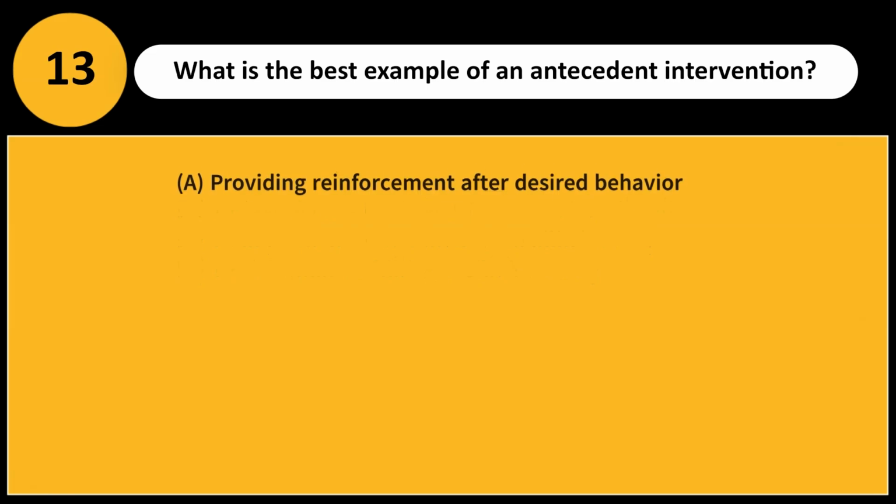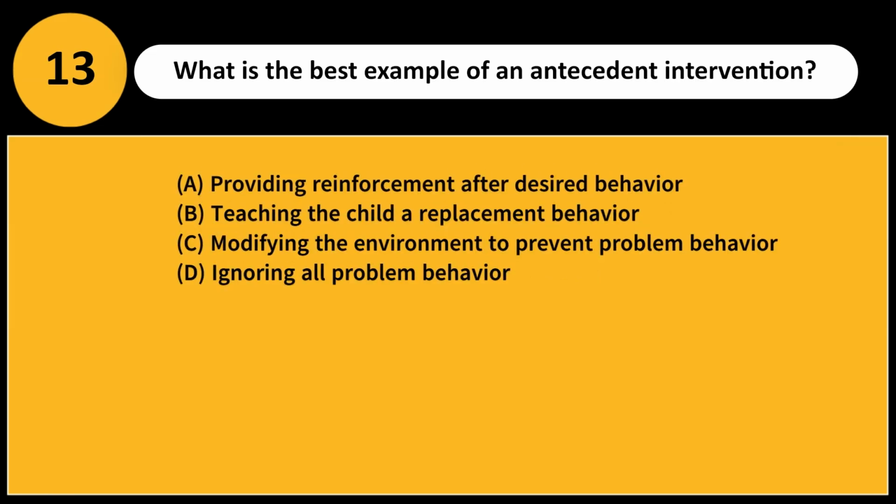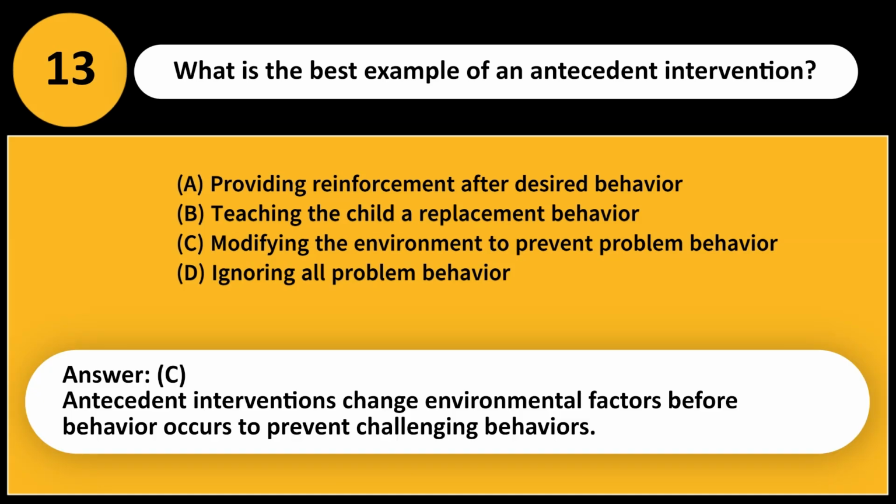What is the best example of an antecedent intervention? A. Providing reinforcement after desired behavior. B. Teaching the child a replacement behavior. C. Modifying the environment to prevent problem behavior. D. Ignoring all problem behavior. Answer: C. Antecedent interventions change environmental factors before behavior occurs to prevent challenging behaviors.